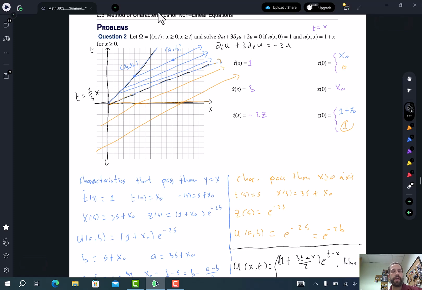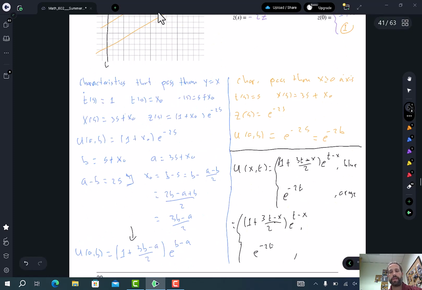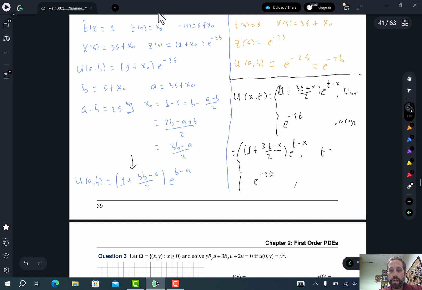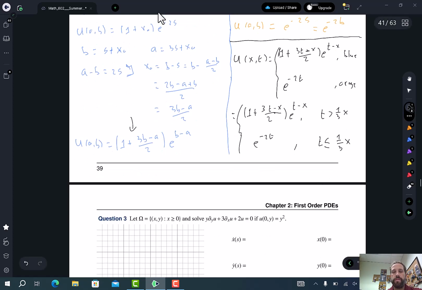If t is greater than 1/3 x, this is the solution, and if t is less than 1/3 x, this is also the solution. Okay, and I'm actually going to put less than or equal to there, and I'm going to talk for a minute about why both of these solutions. To have a continuous solution, there should be a continuous solution here. There's not a shock or anything like that. For the solutions to be continuous, if I plug in t is equal to 1/3 x, both the top and the bottom function should give me the same formula.